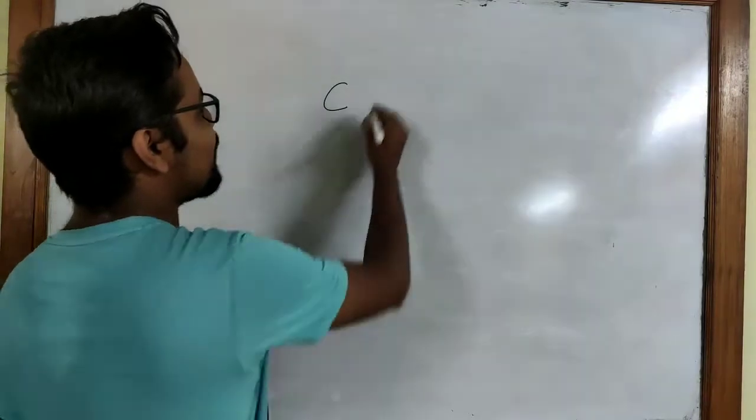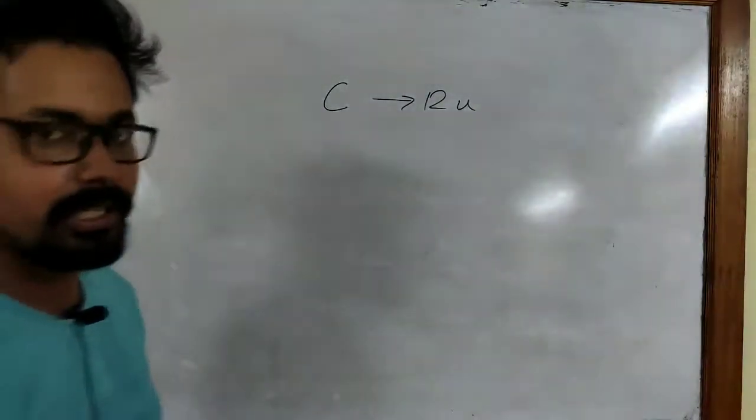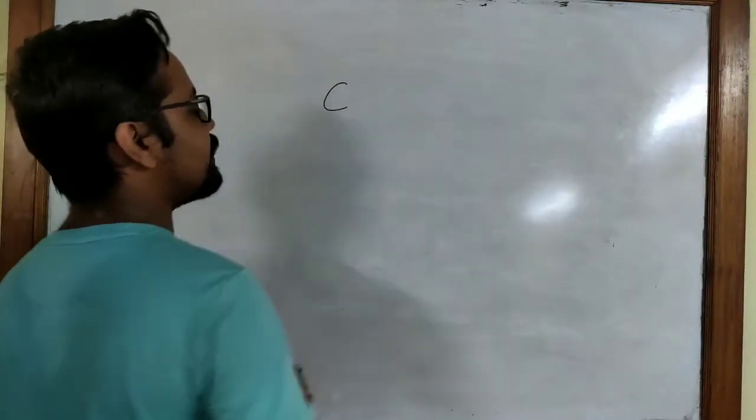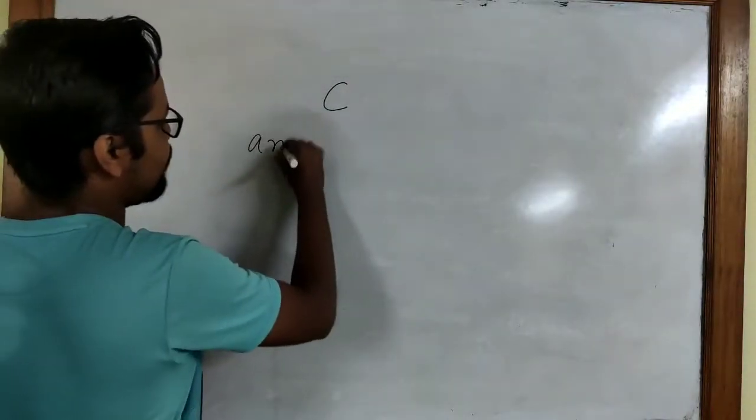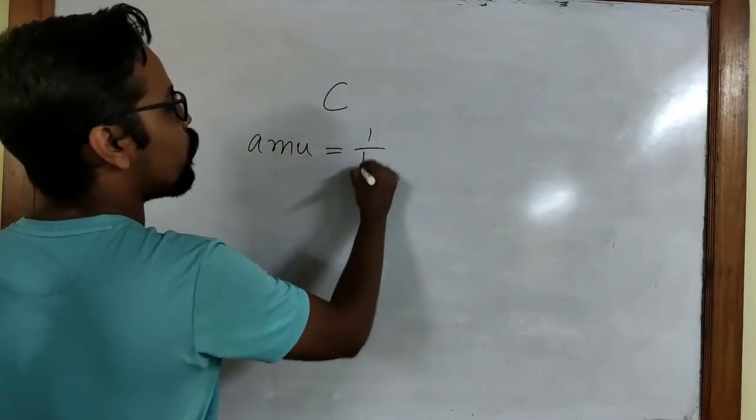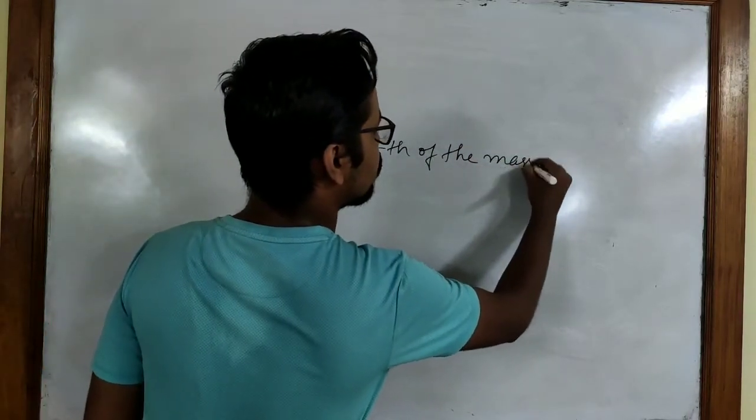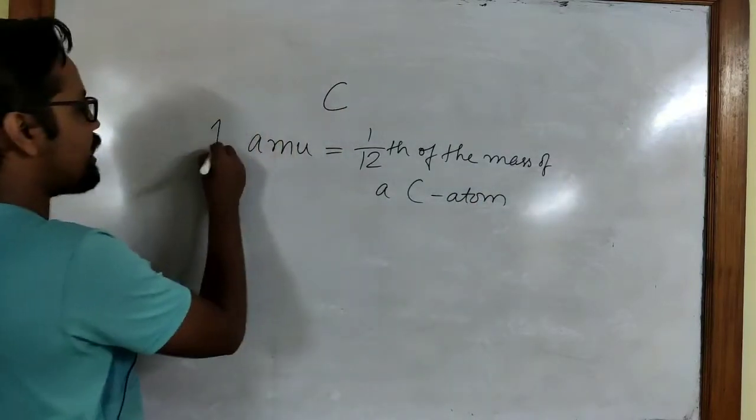Okay, so carbon has an atomic mass of 12 u, which we have given. The atomic mass of carbon is 12. Now what we take as the standard atomic mass unit, AMU, which I have said, AMU, atomic mass unit, is 1/12 of the mass of a carbon atom. This is 1 AMU.